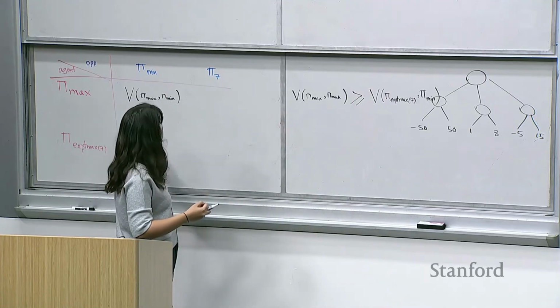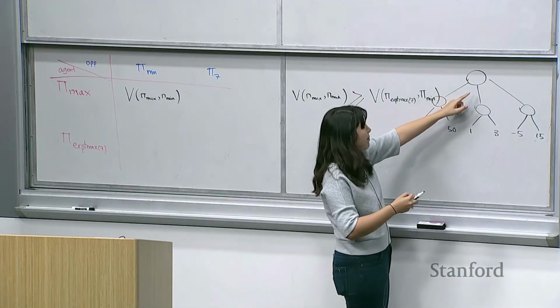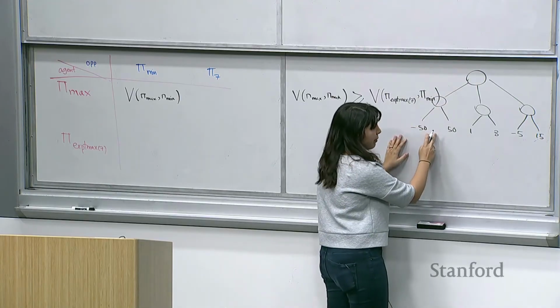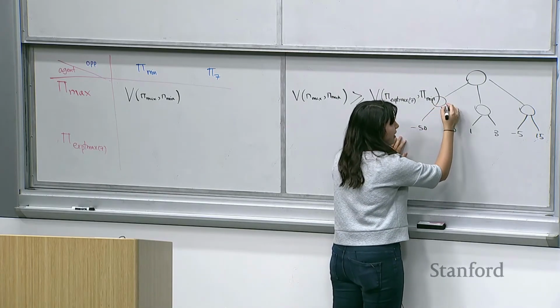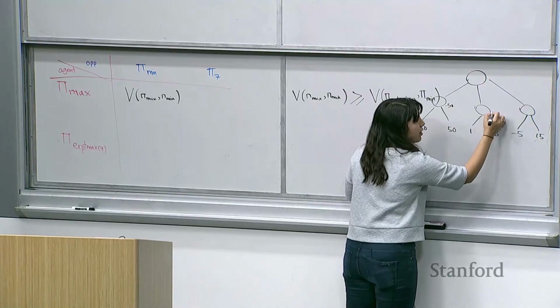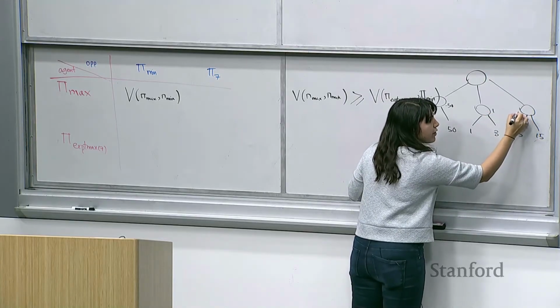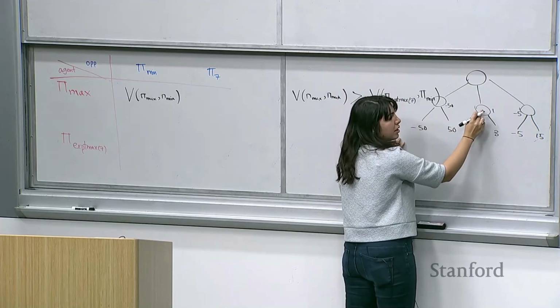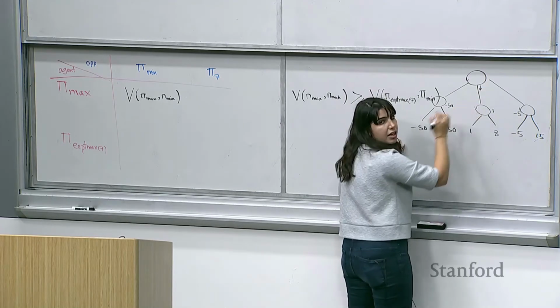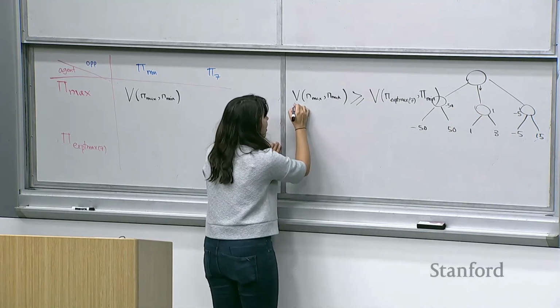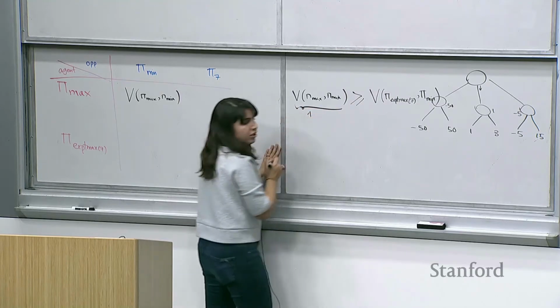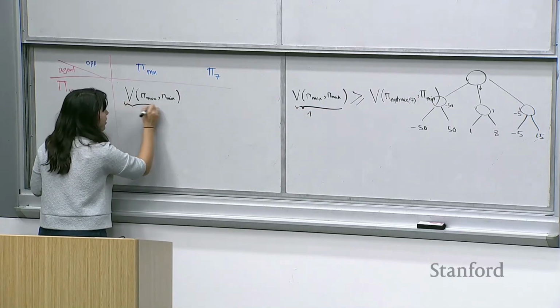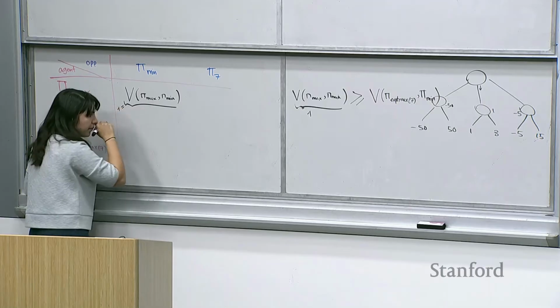So what is V of pi max and pi min? We just talked about that, right? If this guy is a minimizer, we're going to get minus 50 here, 1 here, minus 5 here. If this guy is a maximizer, what is the value I'm going to get? I'm going to go down here, and then I'm going to get 1. So V of pi max and pi min is just equal to 1. That is this value.